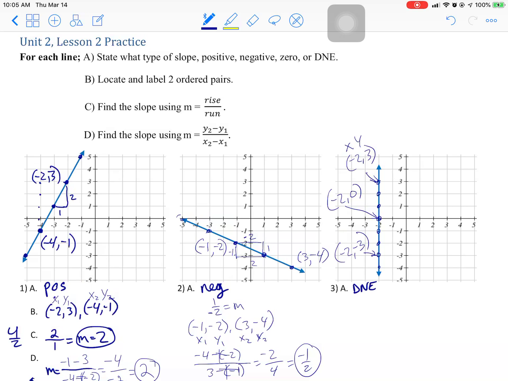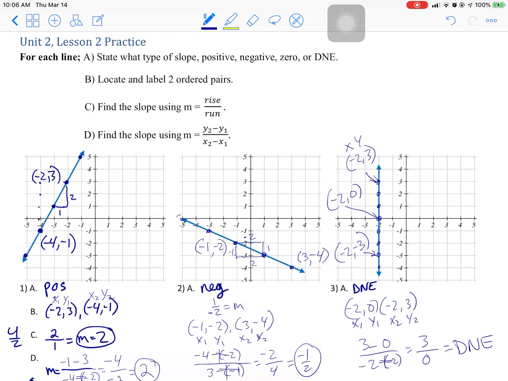Let's just put an ordered pair down here. -2, 0 and -2, 3. x1, y1, x2, y2. Oh, I forgot the rise over run. I'll come back. 3 minus 0 over -2 minus a -2. 3 plus 3 on top. -2 plus a +2 is 0. So that's how you're double checking that's what you thought it was.